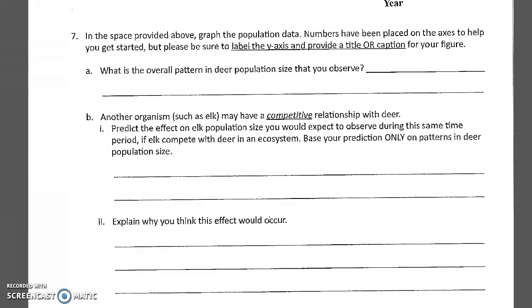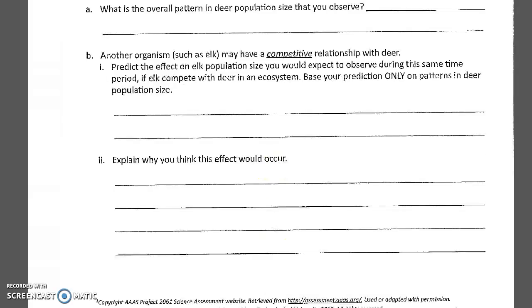B. Another organism, such as an elk, may have a competitive relationship with deer. 1. Predict the effect on elk population size you would expect to observe during this same time period, if elk compete with deer in an ecosystem, basing your prediction only on patterns in deer population size. 2. Explain why you think this effect would occur.